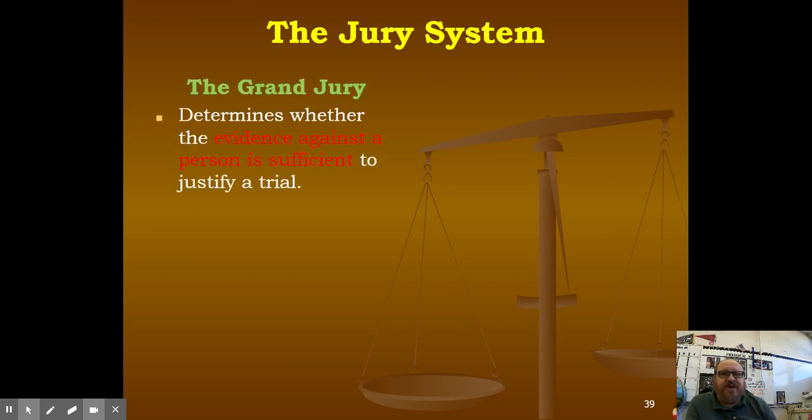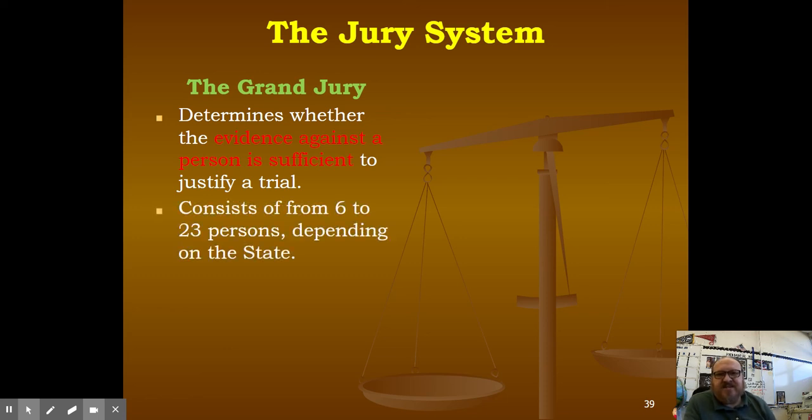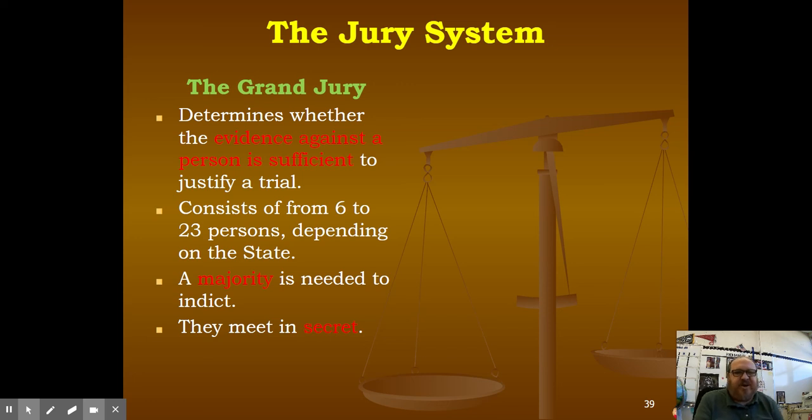We talked a little bit about grand juries. A grand jury determines whether the evidence against a person is sufficient to justify a trial. It consists of 6 to 23 persons, depending on the state. A majority is needed to come up with an indictment. An indictment is basically a statement saying that there is enough evidence to justify a trial. And they meet in secret. It's not a public situation because the evidence that's presented is going to be the same evidence that's presented in the case if there is a trial.